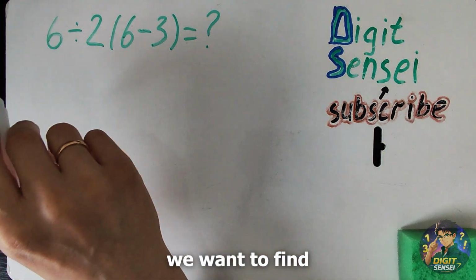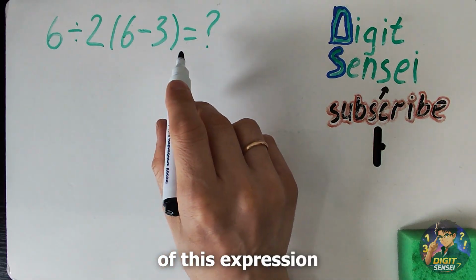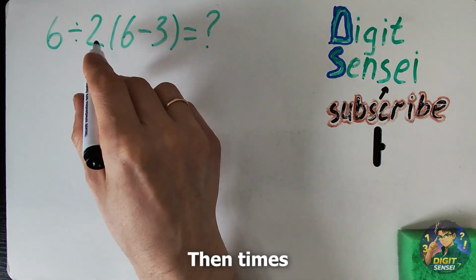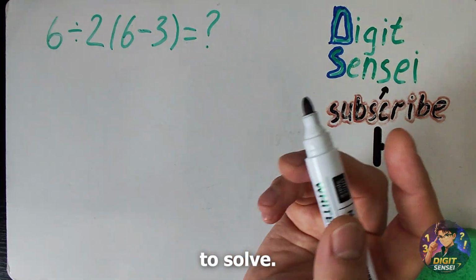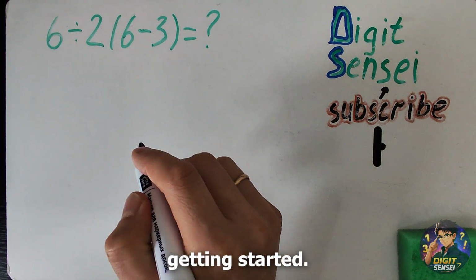In this video we want to find the value of this expression: 6 divided by 3 then times 6 minus 3. Are you ready to solve? Let's go and get started.